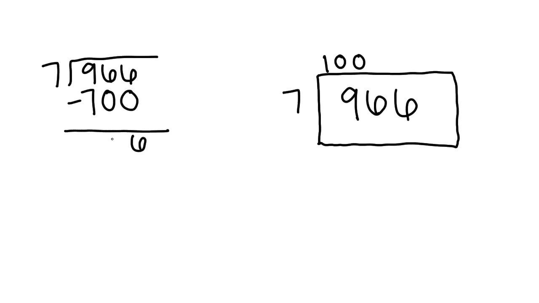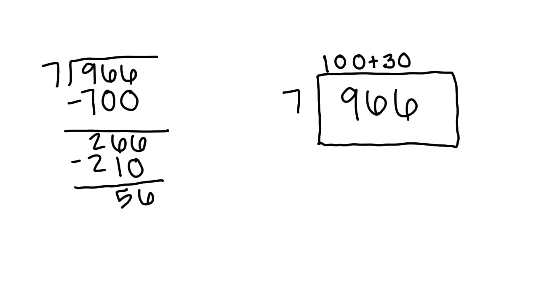We have 266 remaining. We then think, 7 can go into 266 how many times without going over? We know 7 times 3 is 21, so 7 times 30 is 210. We subtract 210 from 266 to get 56. We then see how many times 7 can go into 56. We know 7 times 8 is 56, so I record 8. We add up the parts, 100 plus 30 plus 8, to equal 138. 138 is our missing side length.